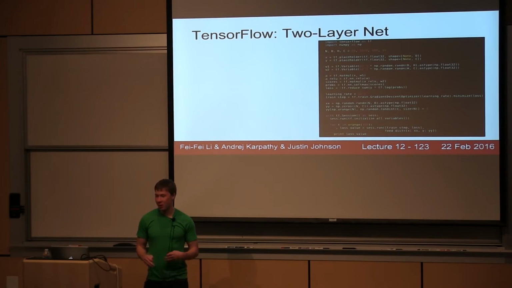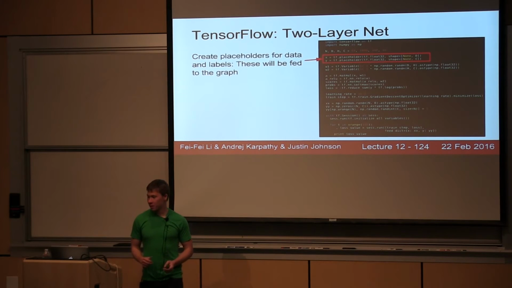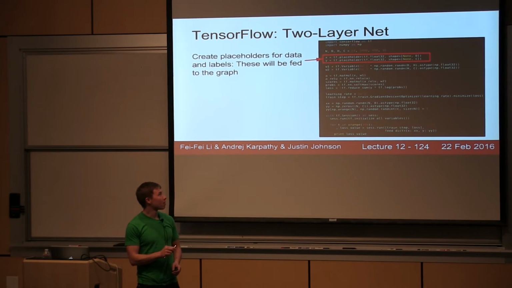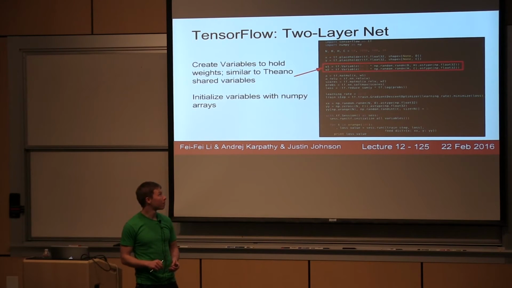So here's our favorite two-layer ReLU net. We did it in all the other frameworks. Let's do it in TensorFlow. So this is actually really similar to Theano. You can see that we're importing TensorFlow. And in Theano, remember, we had these matrix and vector symbolic variables. In TensorFlow, they're called placeholders, but it's the same idea. These are just creating input nodes in our computational graph.